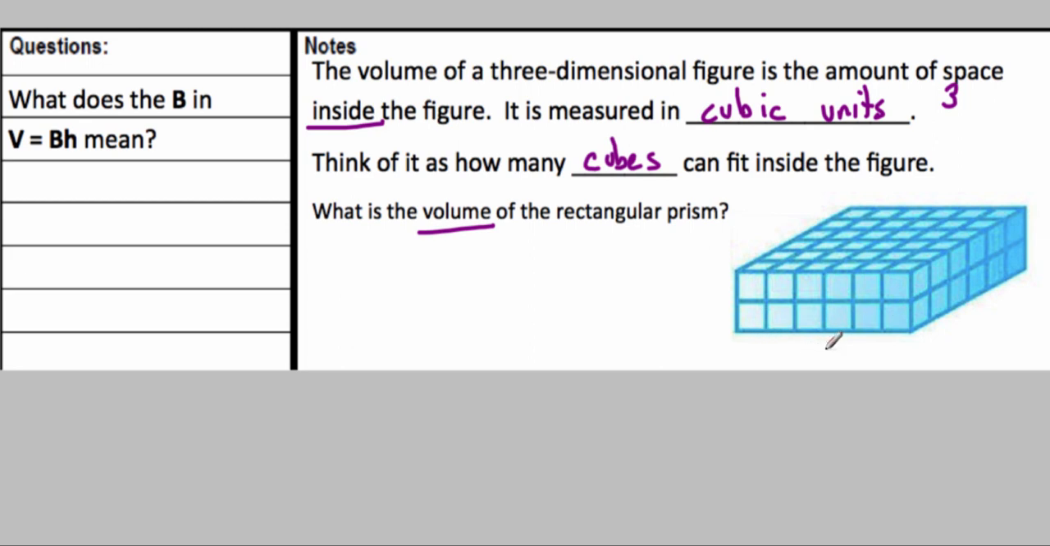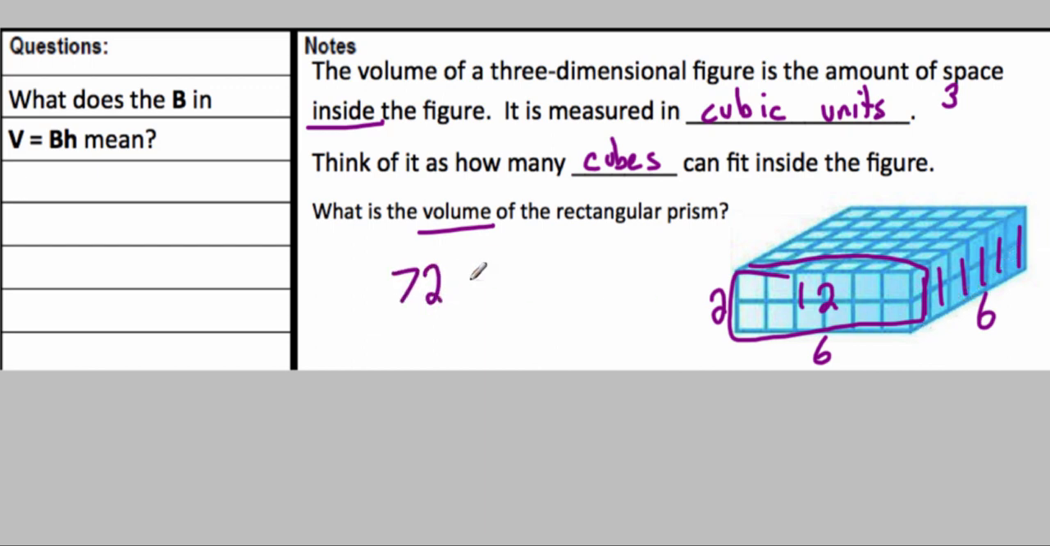Well, there are 6 cubes across and 2 cubes going up. So that means in each of these layers, there are 12 cubes. And then if you look going back, there's 1, 2, 3, 4, 5, 6 layers of cubes. So think of it as there's 12 in each layer, and we stack them 6 deep. That means there are 72 cubes total. So we would say it has a volume of 72 units cubed. It's literally figuring out how many little blocks we could fit inside of this shape.